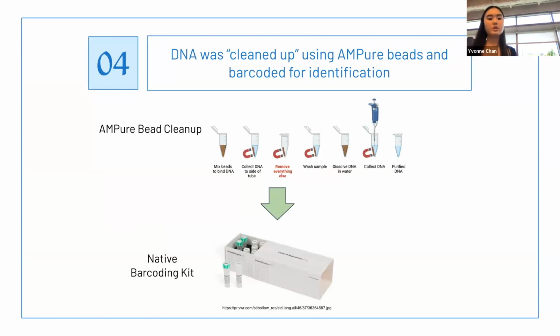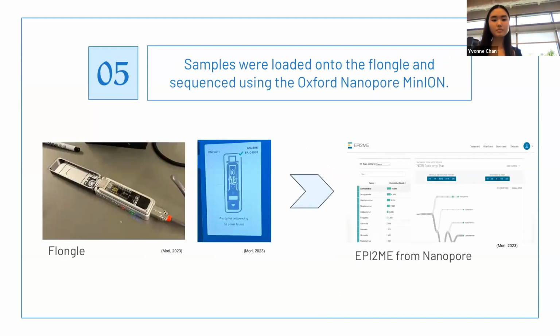After the amplification, I cleaned up the DNA that we had using Ampure beads and barcoded each sample for identification when we sequence. Finally, these samples were loaded onto a Flongle and sequenced using the Oxford Nanopore MinION, and these sequences were blasted on the EPI2ME program from Nanopore.